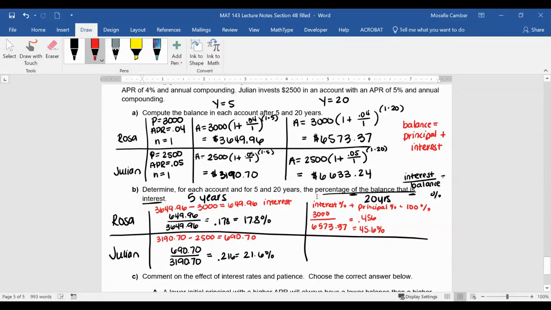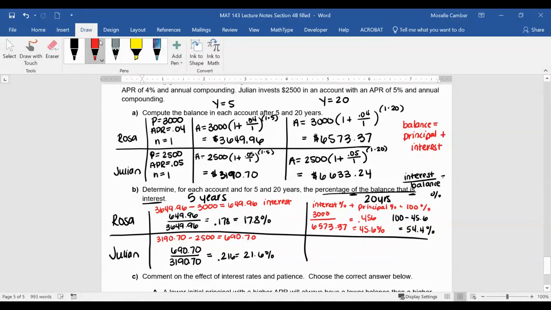So again, that is the amount of her balance that is principal. So to find the percent of the balance where it is interest, you're going to take 100 and subtract off the 45.6 to get 54.4%. So after 20 years, over half of Rosa's balance is just interest.